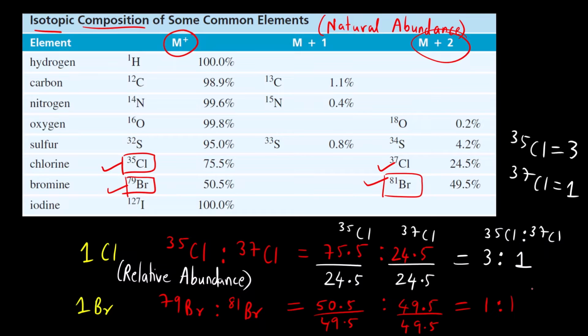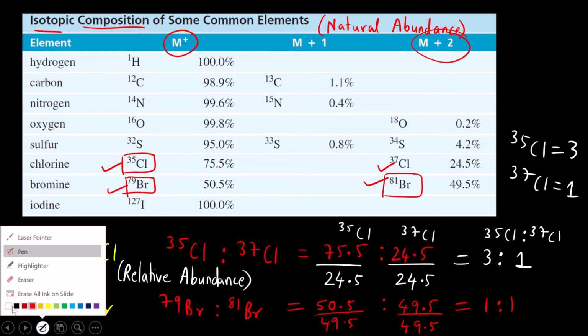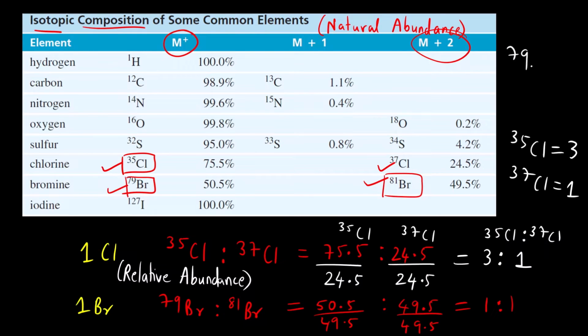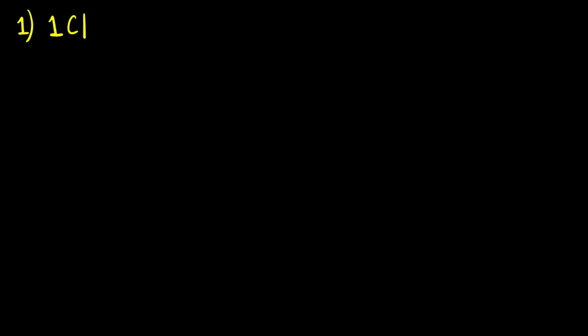The answer will be 1:1. For bromine, you have to remember that 79Br we will write as 1 and 81Br is also 1. That is, the ratio is almost the same. Intensity means the height of the peak that we will see in the mass spectrum, then you will understand in a much better manner. Okay, so first let us start with one chlorine.